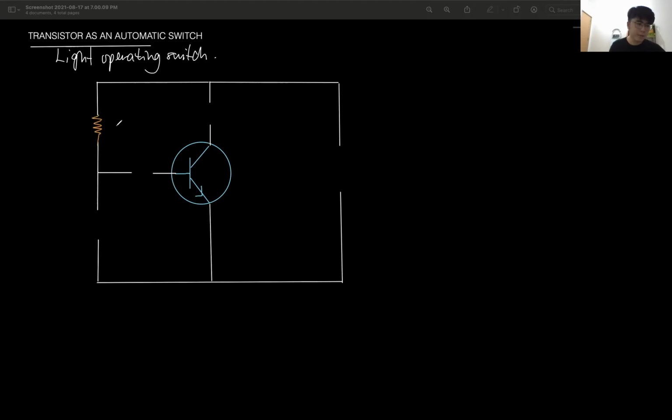Now, we will arrange our circuit like this. Here we put a resistor. Here we put an LDR. And here is the power supply, let's say 12 volts. And we put a light bulb here. Again, this transistor is NPN. That is the emitter, collector. This is the base. I put another resistor here.